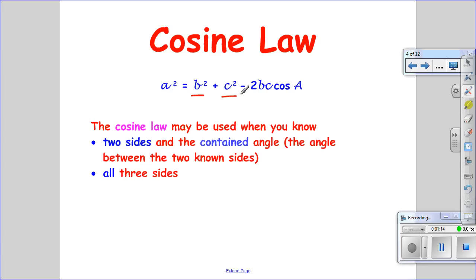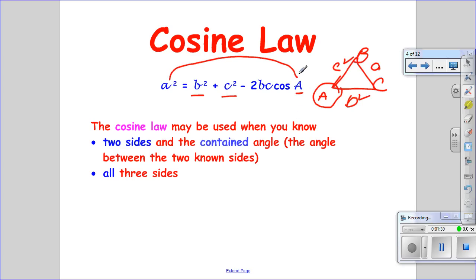So if I think about the triangle ABC that's created using these side lengths and angles, if I compare side C and side B, angle A is tucked neatly in between them. So when I know two sides and the contained angle, I can use the cosine law. The key here is this side length must be the one opposite the angle we're using to solve. Also, if I know all three sides, A, B, and C, the only unknown left to solve for is angle A, so I can use cosine law in that scenario.